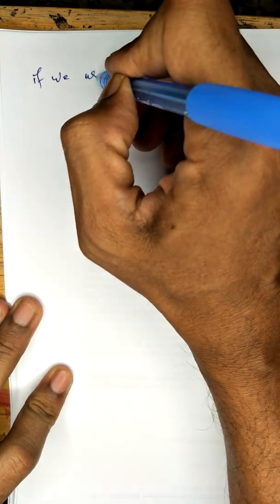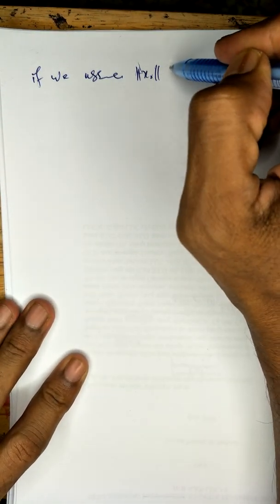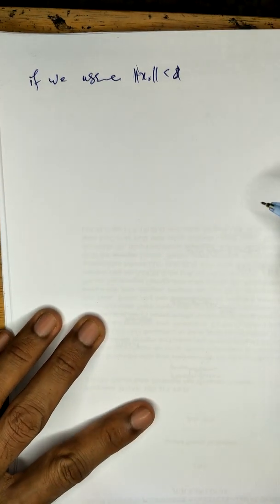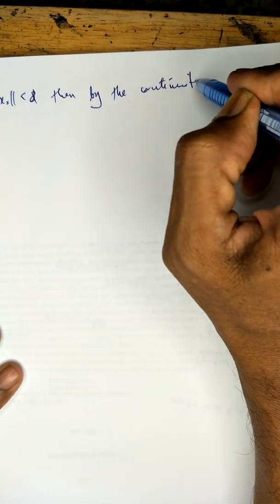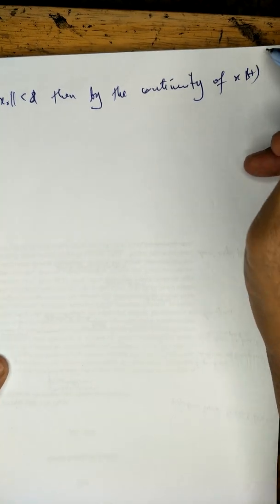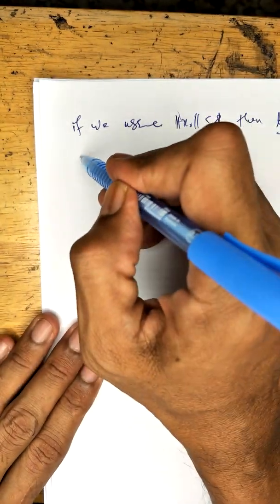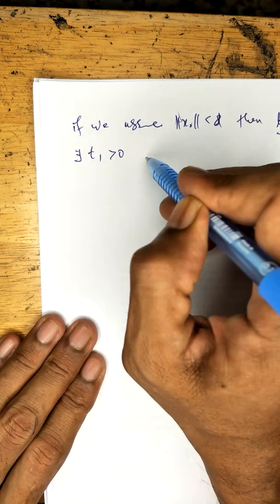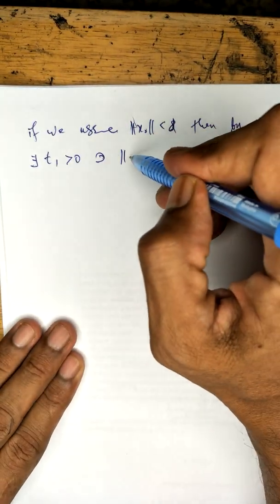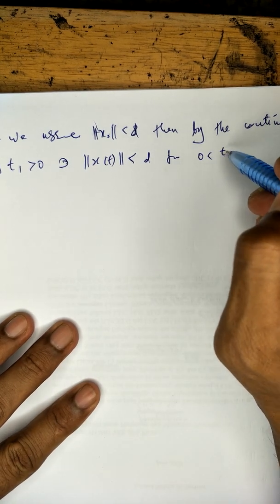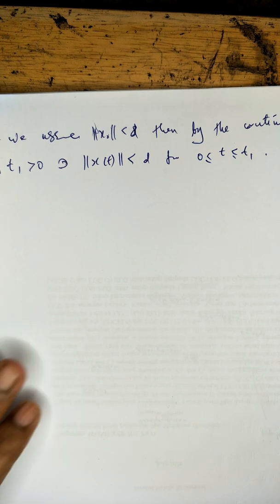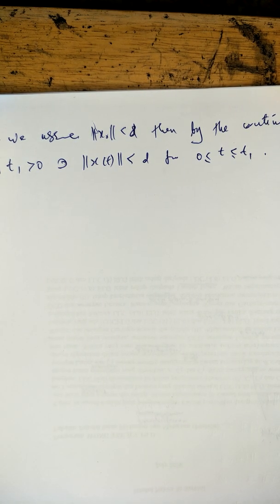So if we assume the norm of x naught is less than d, then by the continuity of x(t), there exists a number t1 positive such that the norm of x(t) is less than d for t less than t1. Okay, this is the standard definition of continuity.